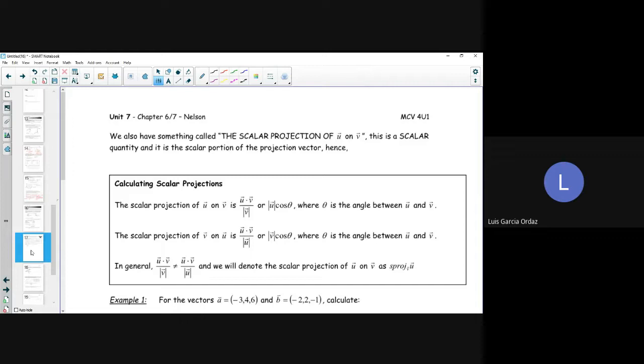So in general, u dot product v over the magnitude of v cannot equal u dot product v over the magnitude of u, and we will denote the scalar projection of u on v as the scalar projection of subscript v and u.